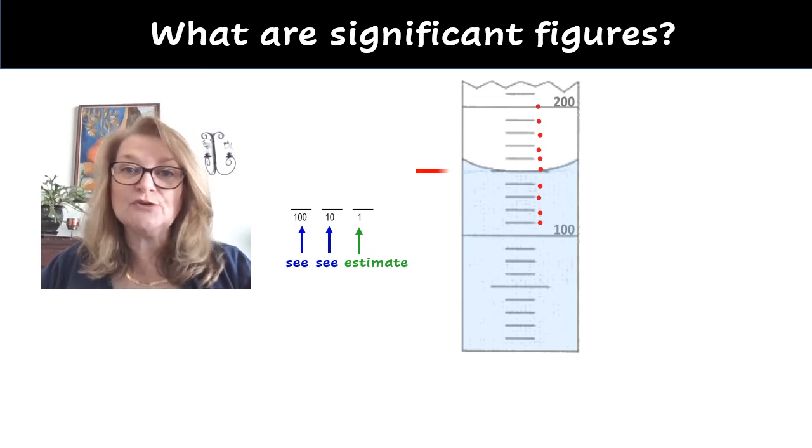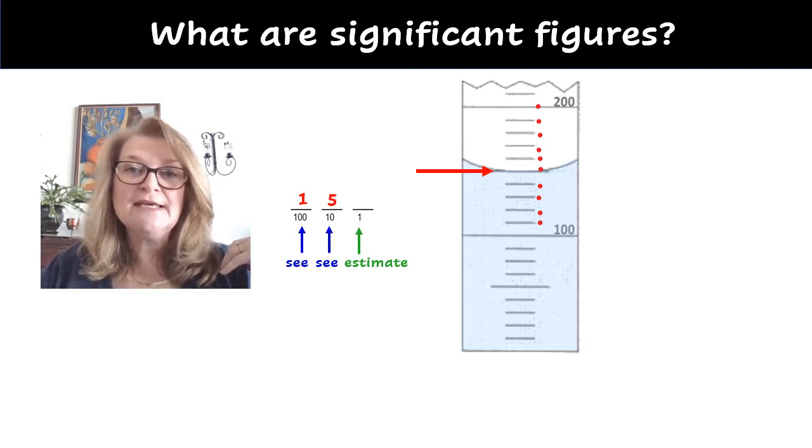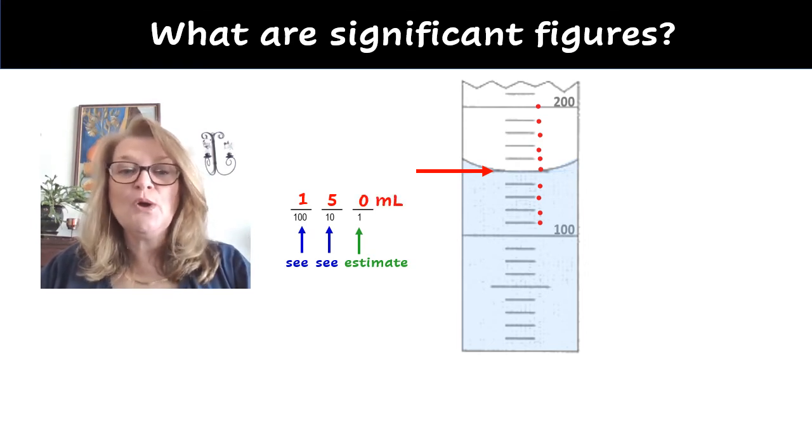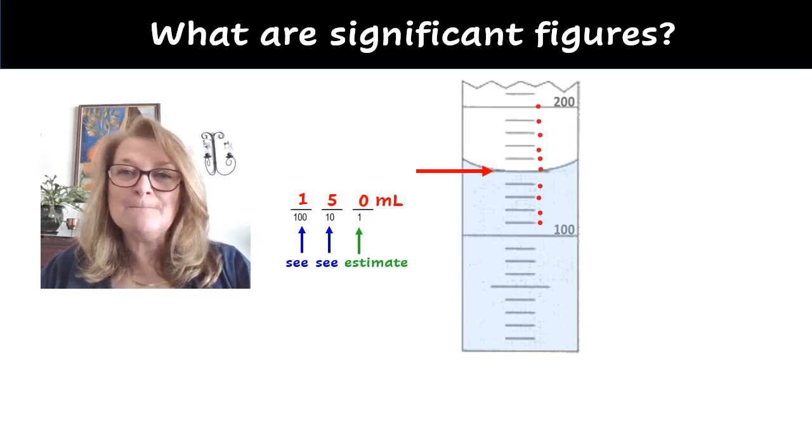Remember, with a graduated cylinder, we always look at the bottom of the meniscus, and looking at where it falls, we would put a 1 in the hundreds place. It's on the 5th line between 100 and 200, so a 5 is going to go in the tens place. And I think that it's falling directly on that line, so the number I'm going to estimate would be a 0. So that would be 150 milliliters.